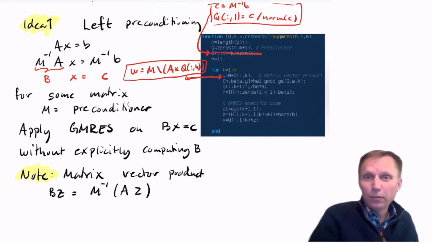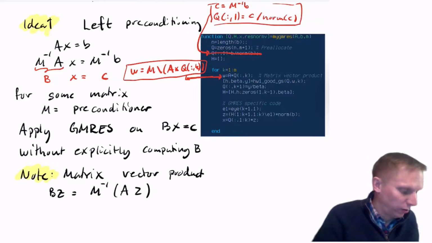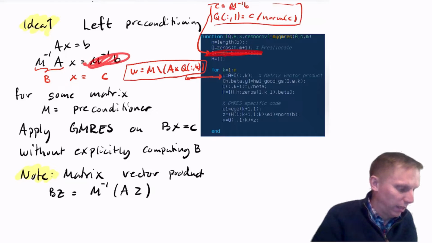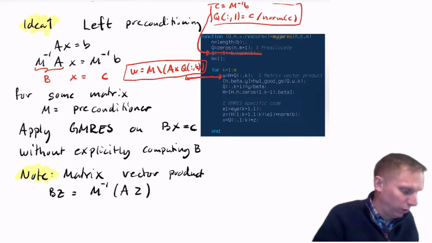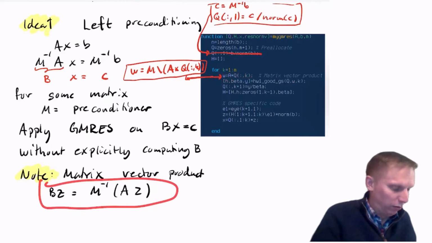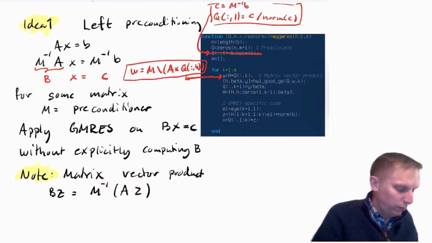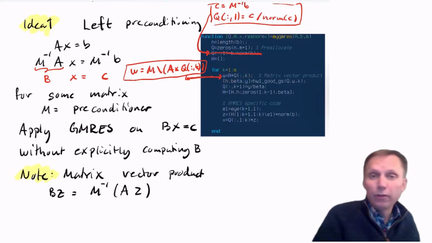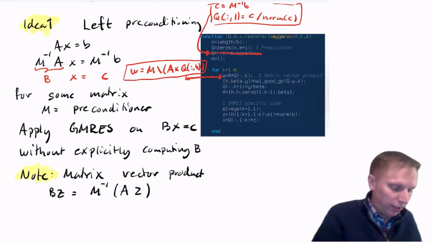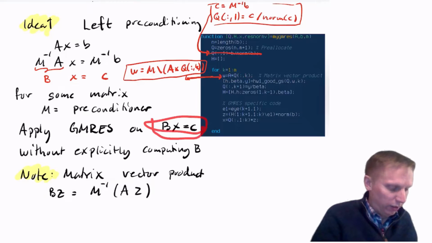So here is some MATLAB code, and you can see here that wherever we had the b vector, we need to replace it by c, which is M inverse b. So we need one backslash operation here. And here we have w equals, so here we have a matrix vector product, and wherever we have a matrix product, we will instead replace it by this. So this doesn't explicitly require the computation of the matrix B, but it is equivalent to applying GMRES to this transformed problem.